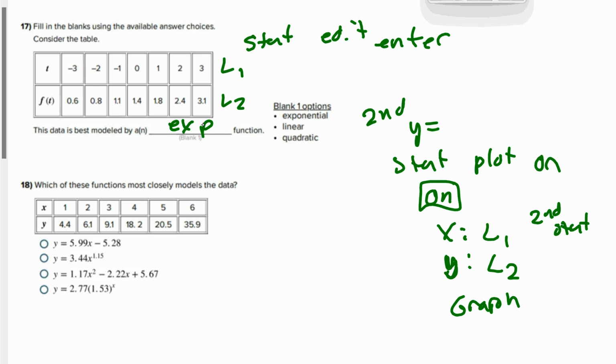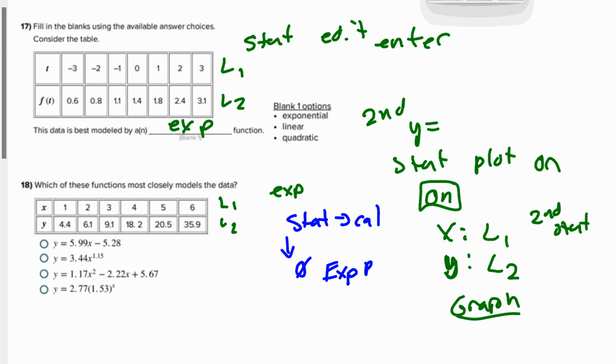All right, number 18, very similar. We do the same things as this one. Enter this L1, enter this L2. The only difference is after we hit graph on this one, we can see what it looks like, exponential, linear, quadratic. So once we can identify it, since it looks exponential, I can hit stat, move over to calculate, and go down until I get to number 0, which says exponential regression, and I can hit enter there.